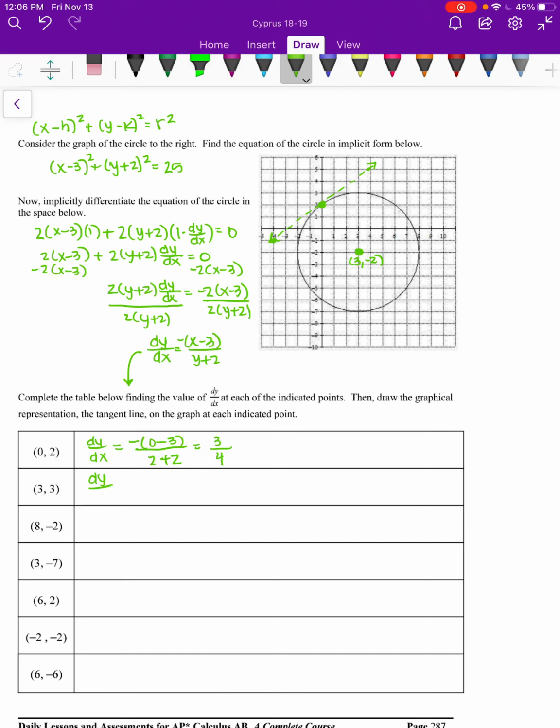(3, 3). So dy/dx equals negative (3 - 3) over (3 + 2), which is just 0. Remember, when we have a derivative equal to 0, that means we have a horizontal tangent line. So at (3, 3), which is right at the top of that circle, we have a horizontal tangent line.